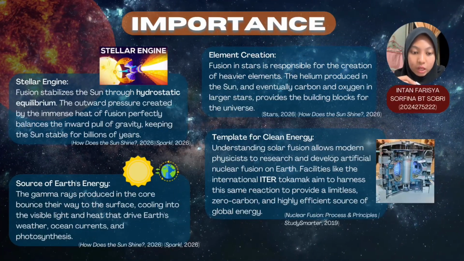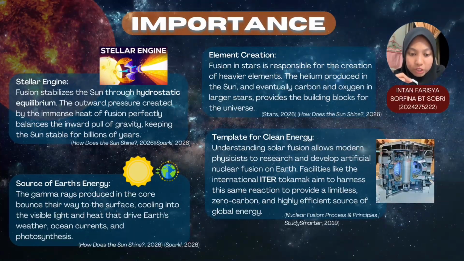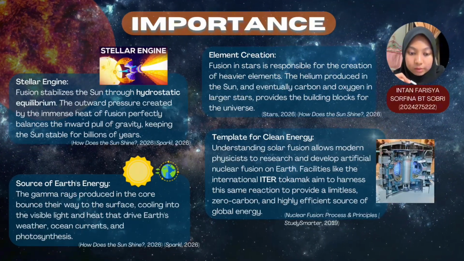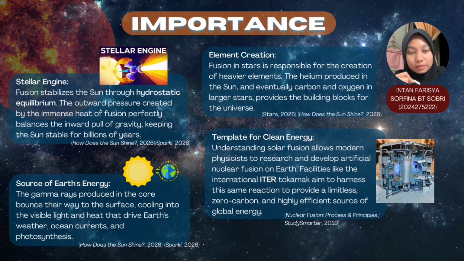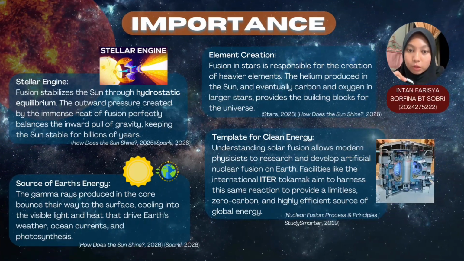First is stellar engine. Fusion stabilizes the Sun through hydrostatic equilibrium. The outward pressure created by the emitted heat of fusion perfectly balances the inward pull of gravity, keeping the Sun stable for billions of years. Fusion keeps the Sun stable by balancing gravity. The energy from fusion pushes outward and stops the Sun from collapsing.